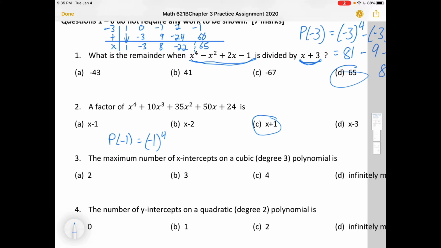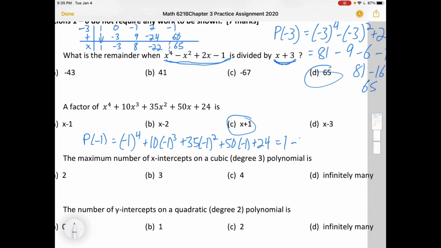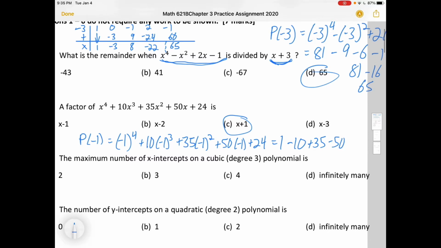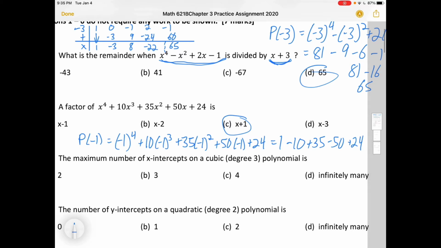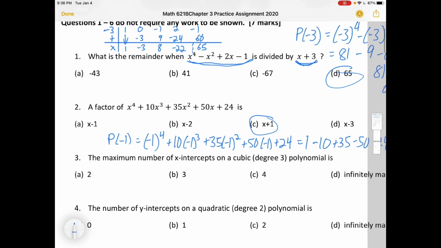So if I put in -1, I'm going to get -1 to the 4 plus 10 times -1 cubed plus 3 times -1 squared plus 50 times -1 plus 24. Okay, let me work this out. So that is 1 minus 10 plus 35 minus 50 plus 24. And what I always do is just say, how much do I have in the positive direction and how much do I have in the negative direction? I have 60 positive, 60 negative. That gives me 0. So I must have found a factor at x plus 1.